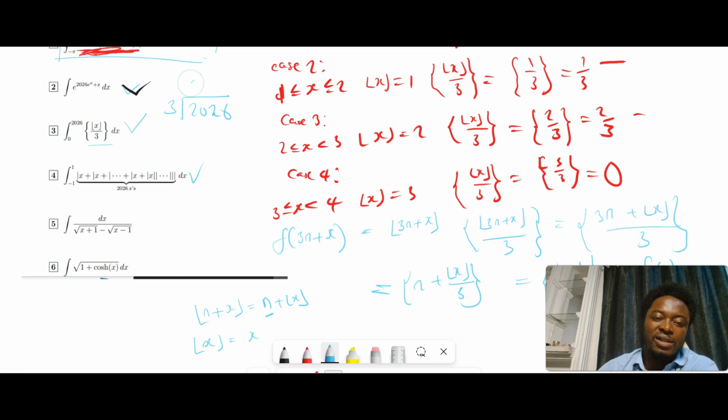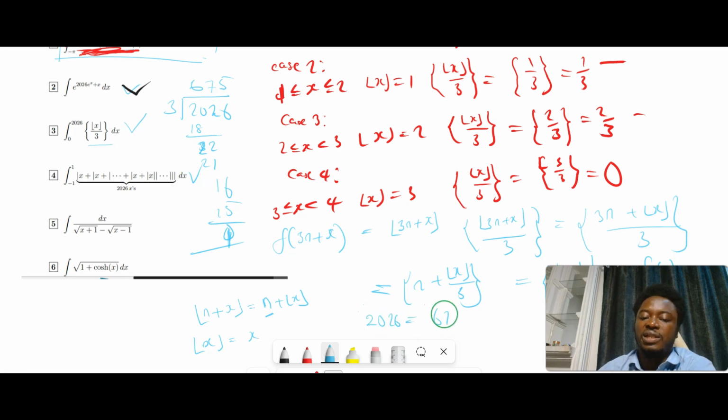Then that is 6 times 3, 18, and then 2. Then 7 times 3 is 21. Then you have 1, 6, so you have 5 times 3, and you have a remainder of 1. So basically 2026 is going to be 675 times 3 plus 1.